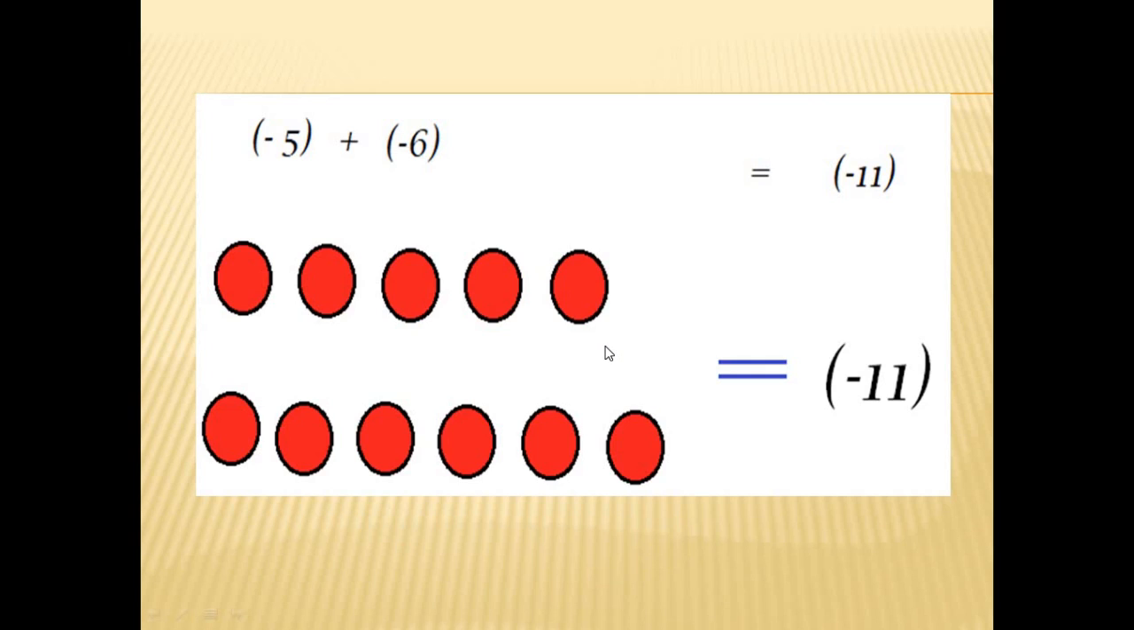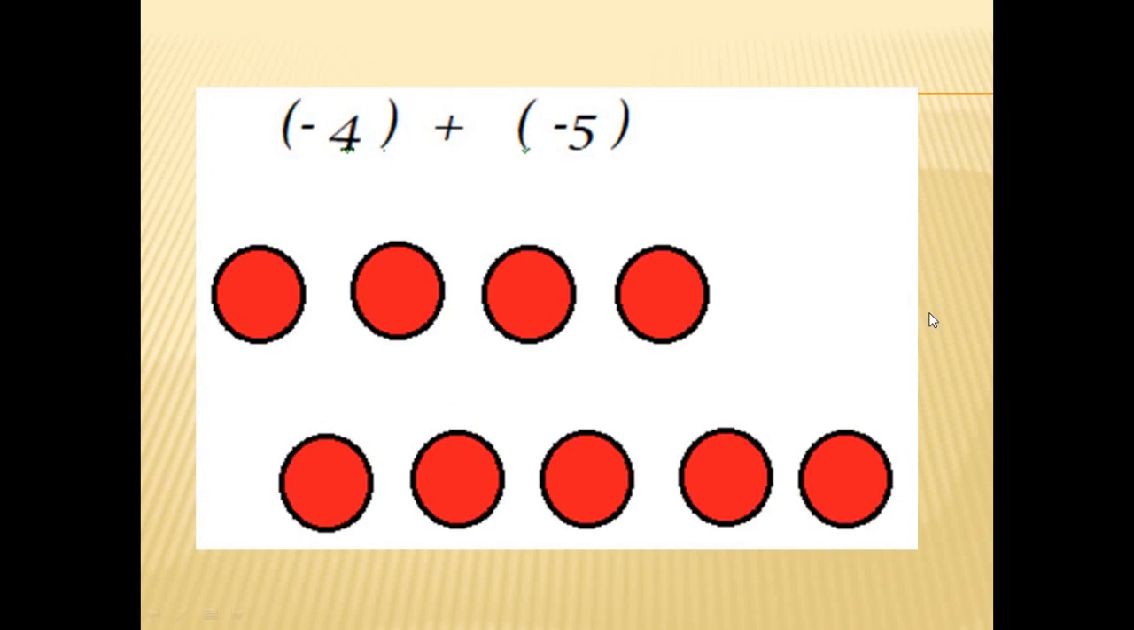We have taken 5 negative counters, 6 negative counters. How many will be the total? 11 negative counters. And we have denoted it as negative 11. Let's consider another example. Negative 4 and negative 5.